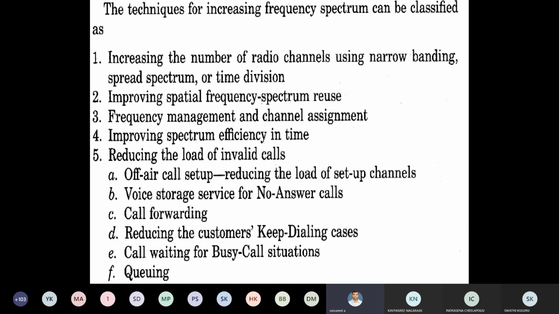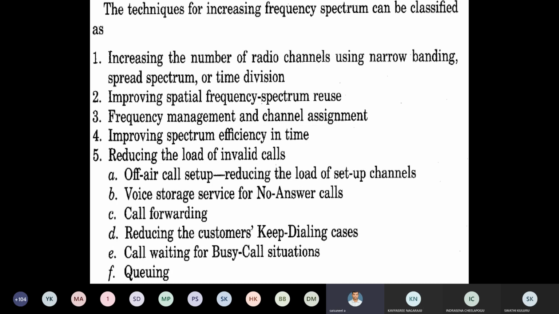Next, the second one is improving spatial frequency spectrum reuse. Instead of using normal techniques, we use frequency reuse, where the same frequency is utilized in a number of different cell areas. Next one is frequency management: how to divide the number of channels and how to allocate channels. That is the concept of frequency management and channel assignment.